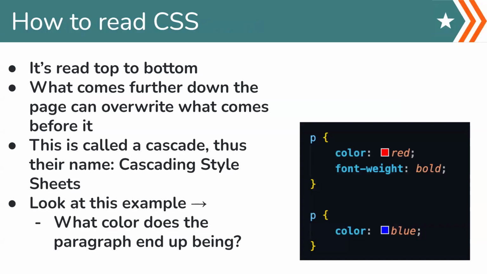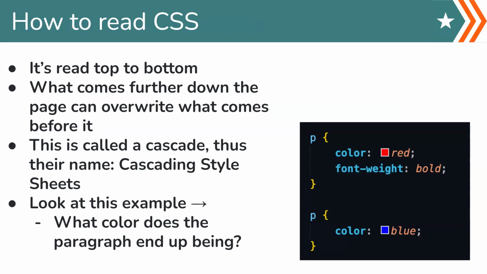Now, how do we read CSS? Well, CSS gets its name because of how it works, cascading style sheets. So the way that we read CSS is from top to bottom. What comes further down the page can overwrite what comes before it. This is what we call the cascade, hence the name cascading style sheets.